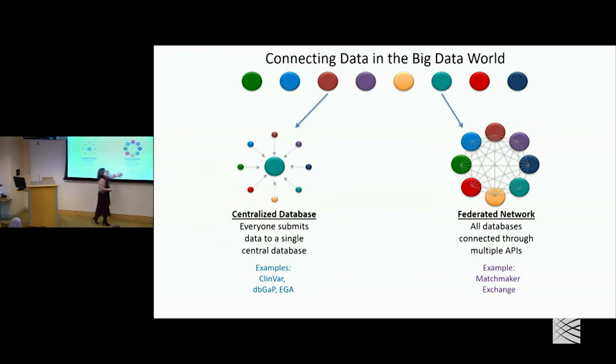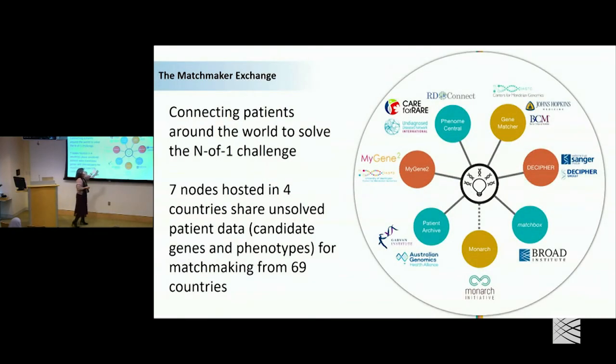The future of particularly international data sharing is going to be through federated approaches, where everybody's data sits in their own institution, hosting their own database. That deals with the fact that a lot of countries have international laws that don't let patient data leave their country. But we can query those databases through APIs. So an example of that is the Matchmaker Exchange. And we now have a system that connects patients around the world.